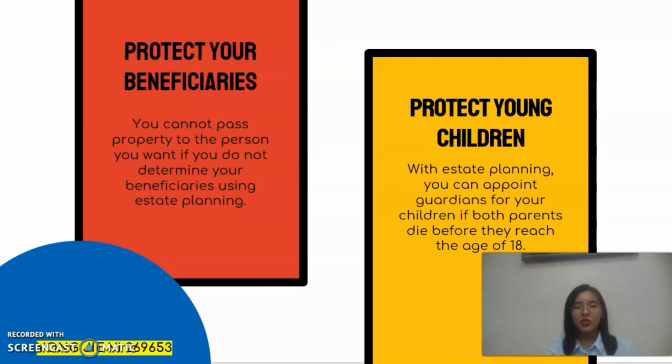Besides, young children are protected by having an estate plan. So Mr. Chow, as the father of 2 children, should prepare for unpredictable incidents in the future. You should appoint guardians for your children if both parents die before they reach the age of 18. This is to guarantee that they are cared for in a manner that you decided if something unlucky happens to you.